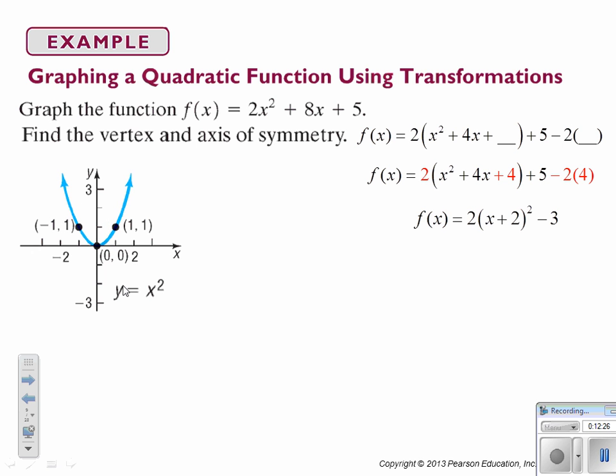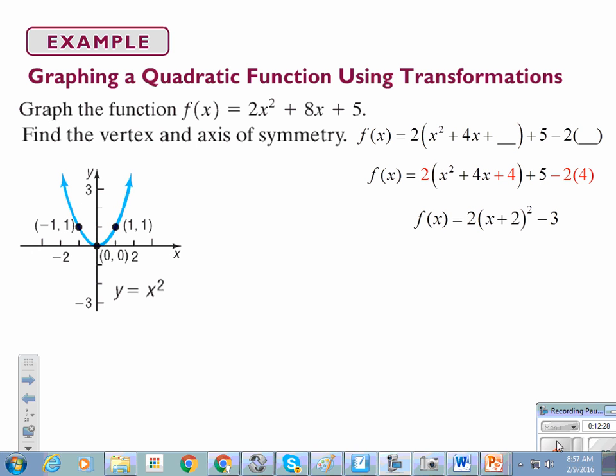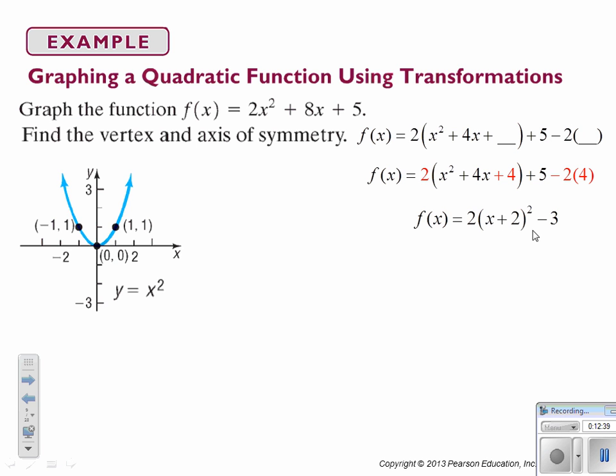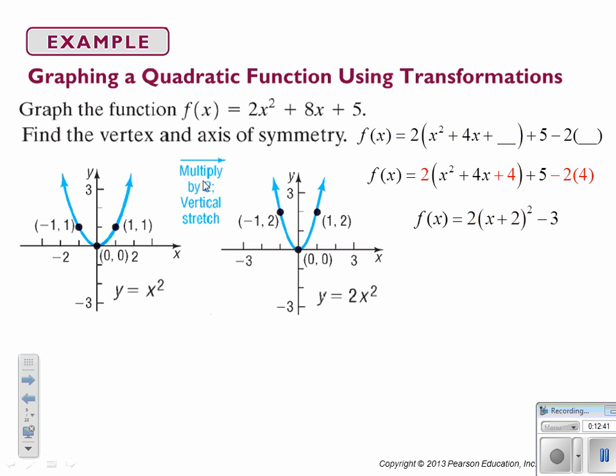Okay, so our quadratic parent function is y equals x squared. It has this nice shape. We are actually going to apply these transformations to it. We're going to give it a vertical stretch of 2, so make it twice as skinny. So instead of going over 1, up 1, we're going to go over 1, up 2.